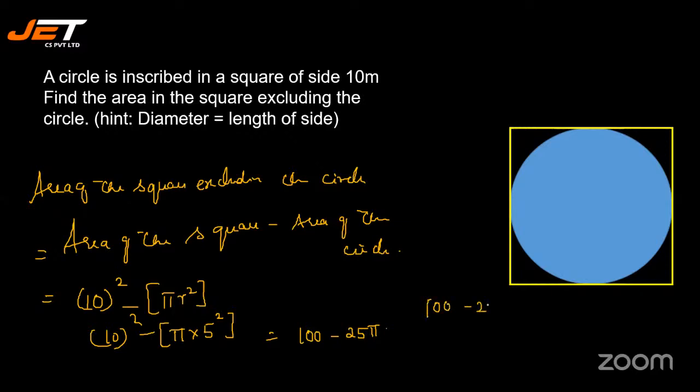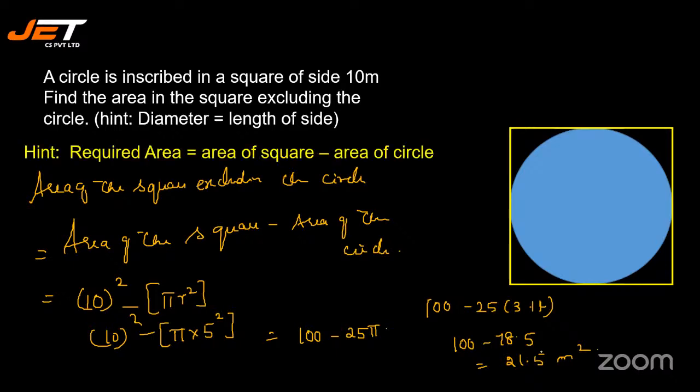So let's assume the value of pi is equal to 3.14. So 100 minus 25 into 3.14. Okay. So 25 into 3.14 will give us 78.5. So 100 minus 78.5 will give us 21.5 meter square. Okay. Yes. So hope this is clear. So area of the square minus area of the circle. Correct.